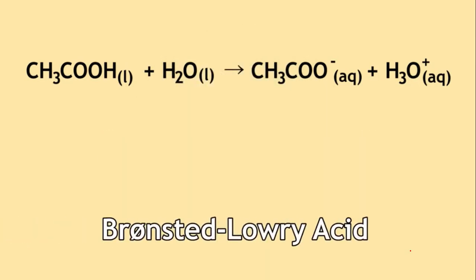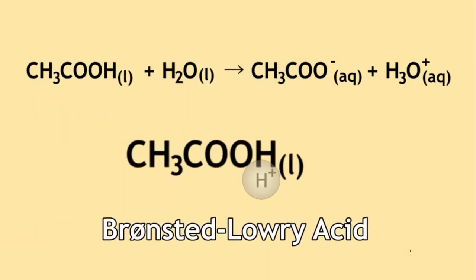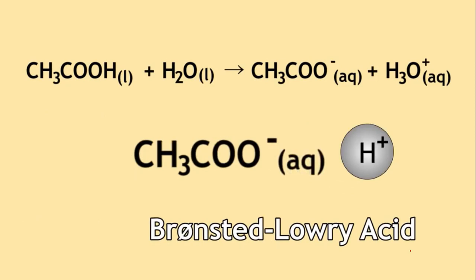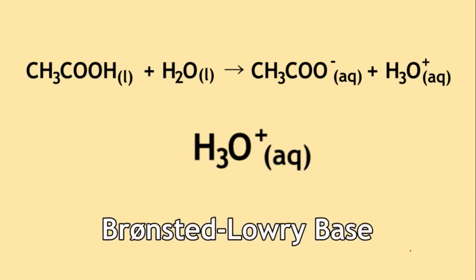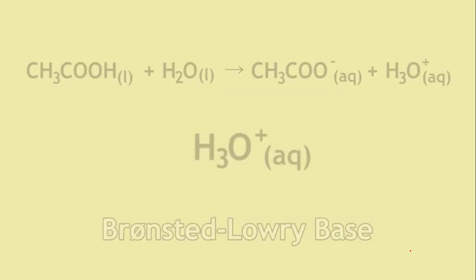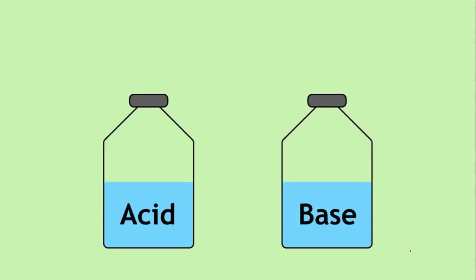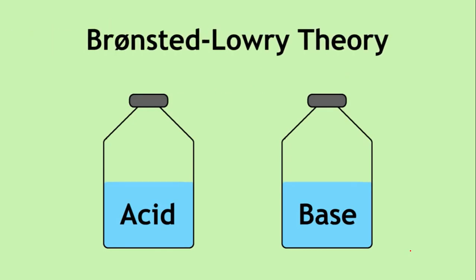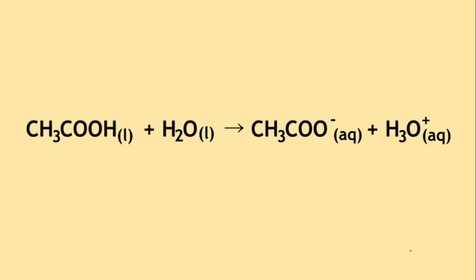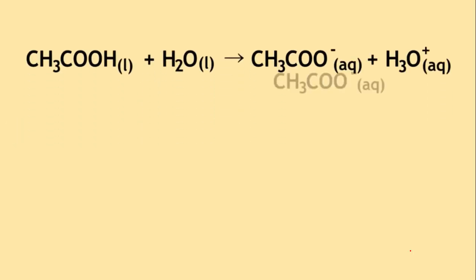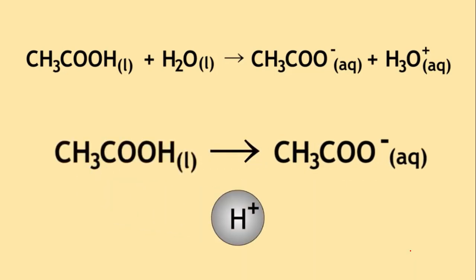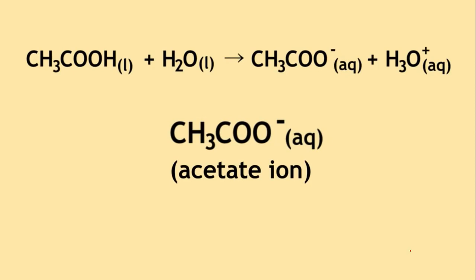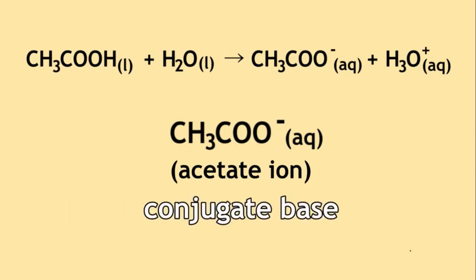The Bronsted-Lowry acid is acetic acid because it releases a proton. Water accepted a proton from acetic acid, so it is a Bronsted-Lowry base. As we have learned, an acid-base reaction, all according to the Bronsted-Lowry theory, involves the transfer of a proton. Let's now look at what has been formed from this reaction. The acetate ion is formed when acetic acid released a proton. The acetate ion is the conjugate base in this reaction.